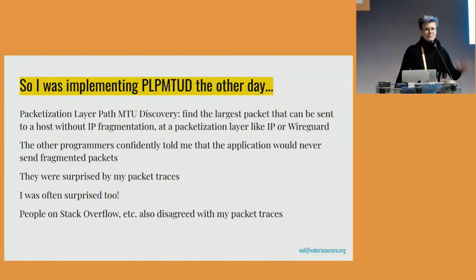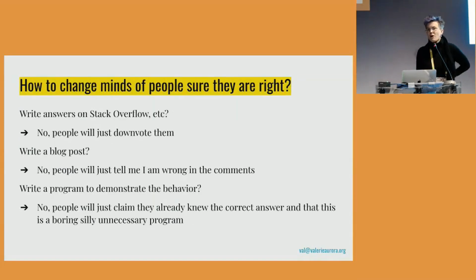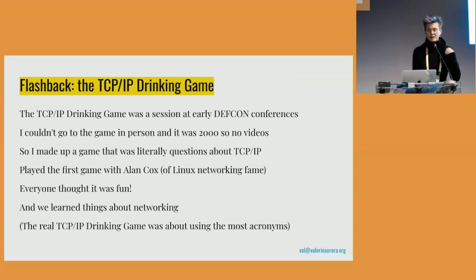When I looked things up on Stack Overflow and all that, a bunch of other people had very confident opinions about this. So I thought I would love to tell people what I learned, but how can I tell other people? I thought about replying on Stack Overflow. No, they'll just downvote me. I saw that happening to some right answers. I thought about writing a blog post, and I thought, no, people will just tell me that I'm wrong. I thought about writing a program to demonstrate it, and I thought, no, people will just say, oh, I already knew that. Nobody needs this program, and I'm the one who's an idiot.